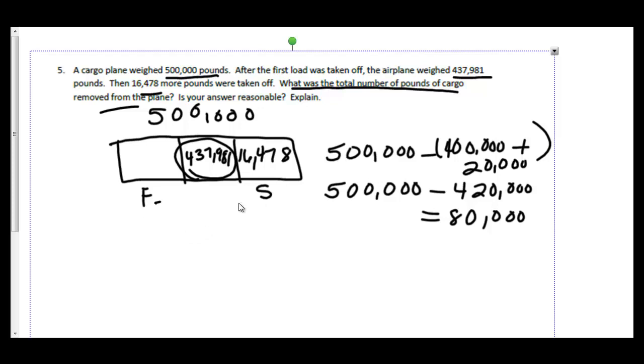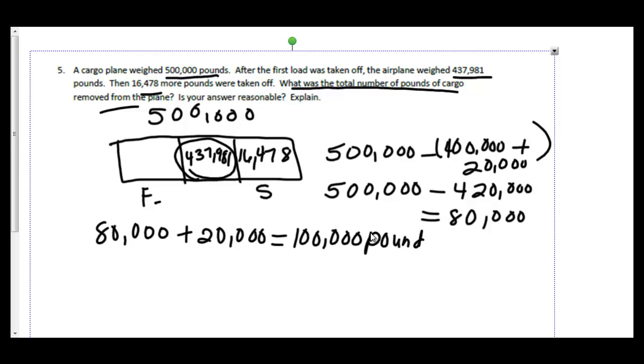But the question doesn't say what was the first load. It says what was the total number of pounds removed from the plane. So I have to add F, which is about 80,000, back to the second load, which was about 20,000. So 80,000 plus 20,000 gives me 100,000. So about 100,000 pounds of cargo.